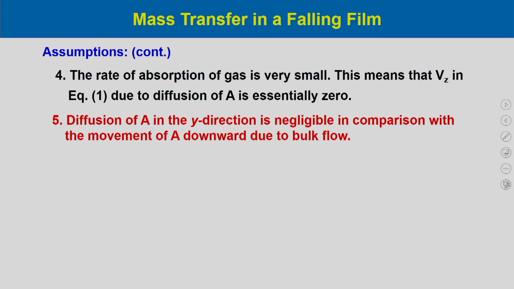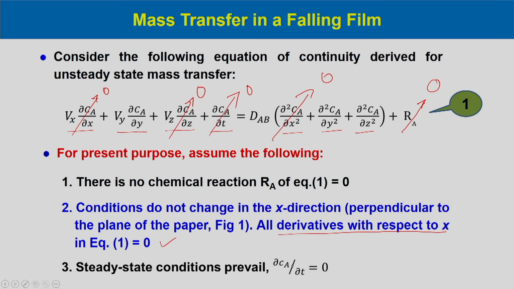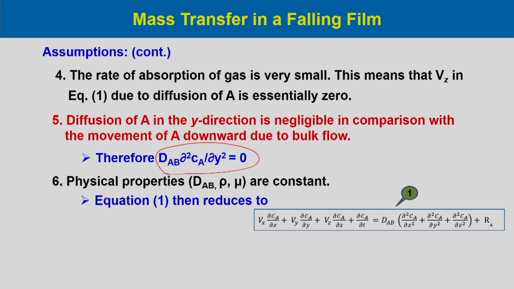and diffusion of A in the y direction is negligible in comparison with the movement of A outward due to bulk flow. So, if the diffusion in the y direction is negligible, then the above equation with the del D_AB del 2 C A del y 2 would be equal to 0. So, once we substitute this in the earlier equation, this part would be equal to 0, and then all the physical properties in this case D_AB, rho, mu all are constant.